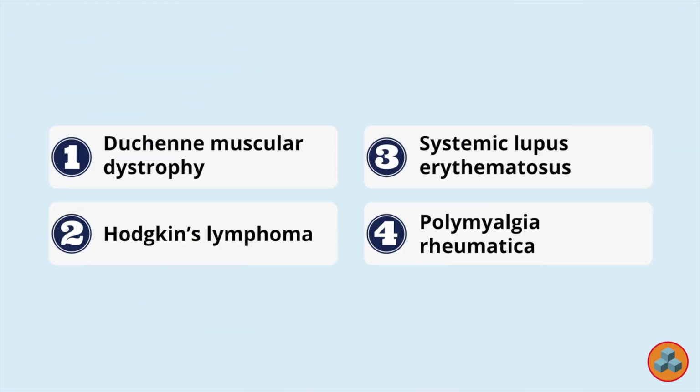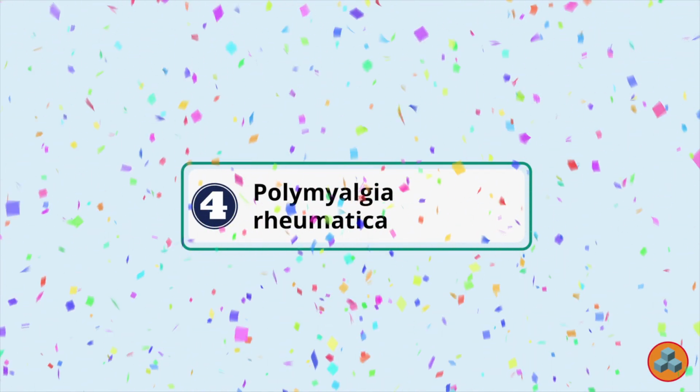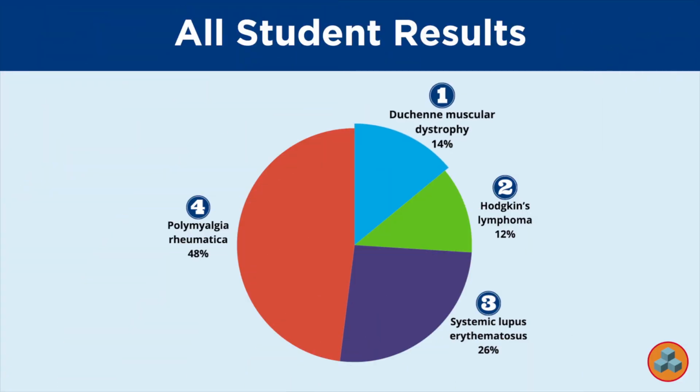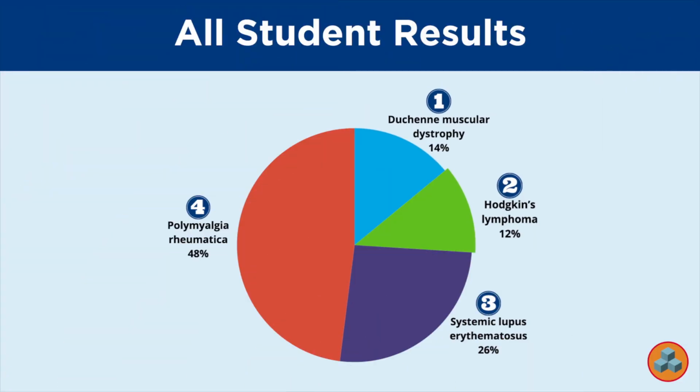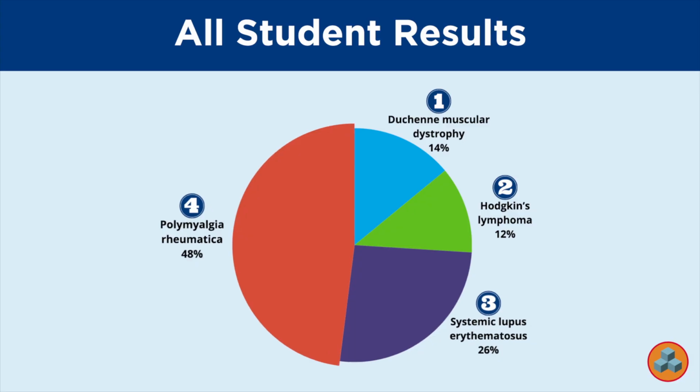The correct answer is option 4. Let's explore the all-student data. 14% of students selected option 1, Duchenne muscular dystrophy. 12% of students selected option 2, Hodgkin's lymphoma. 26% of students selected option 3, systemic lupus erythematosus. 48% of students selected option 4, polymyalgia rheumatica, the correct response.